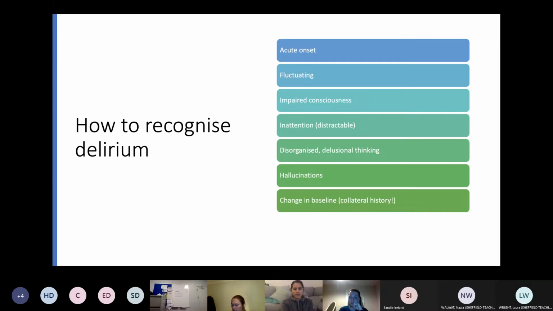Then there is disorganized and delusional thinking, which sometimes comes along with paranoia, and hallucinations, which people might find quite commonly. Ultimately, that's a change in their baseline, so it's different to normal, which goes along with the acute onset. So it's important to get the collateral history in people who already have an underlying cognitive impairment.